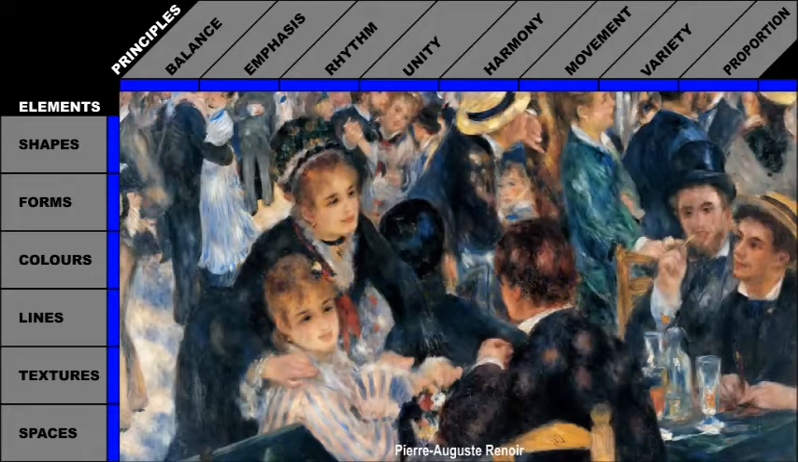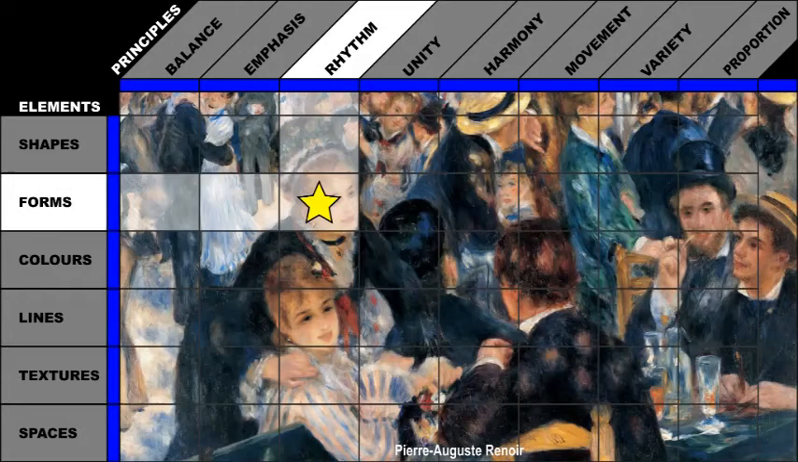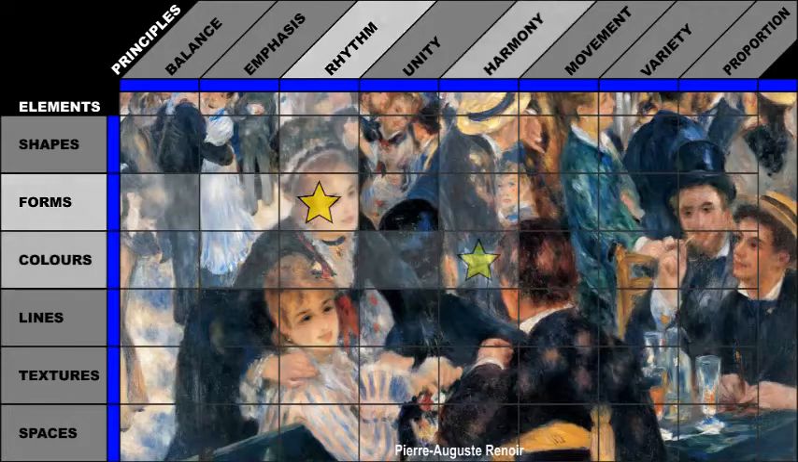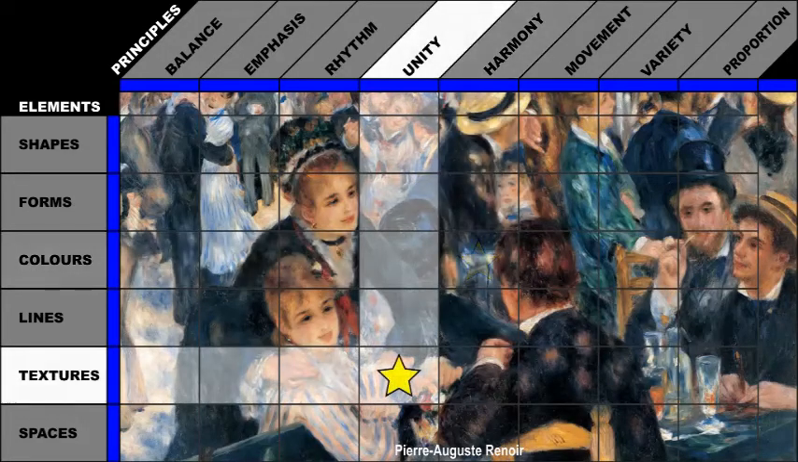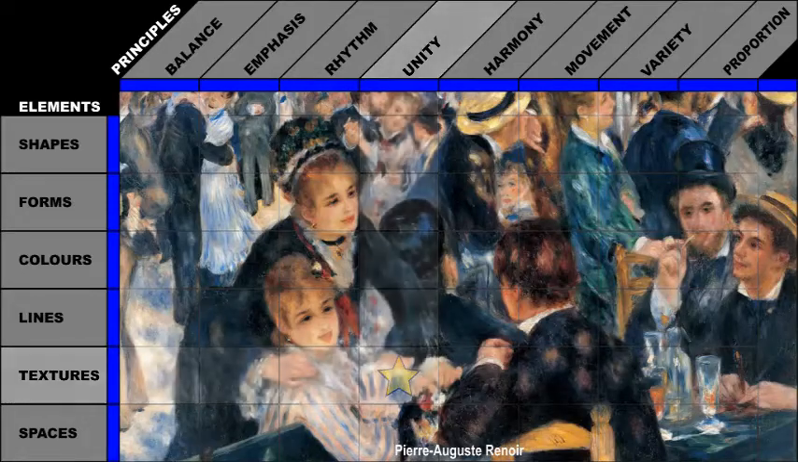Let's take a look at how Renoir used elements and principles of design. The repeated three-dimensional forms of the people create a visual rhythm. He used harmonious colors. The consistent texture throughout his painting creates a feeling of unity.